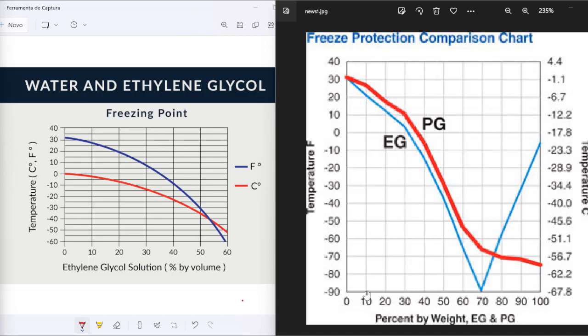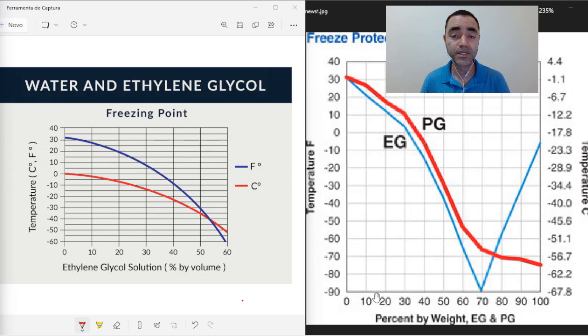But the main concern here is that the absolute value to be used when you are talking about weight is different from the absolute value when we are talking about volume. So in this way, we have 20% in volume and 10% in weight. So you can see that there is a difference if you are defining your solution in percentage of volume and percentage of weight. So pay attention to that to not lose the performance of your system.